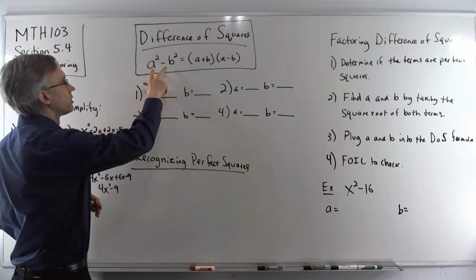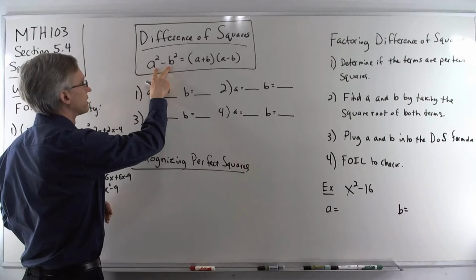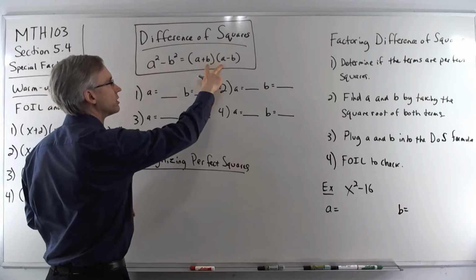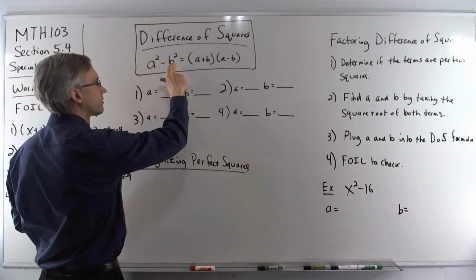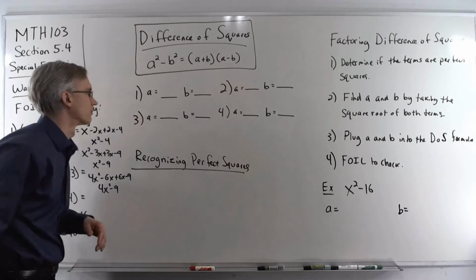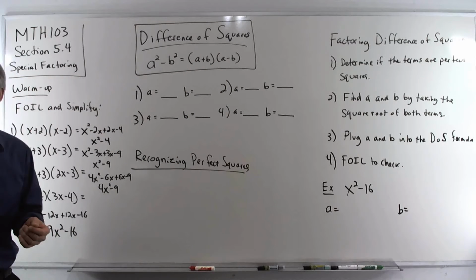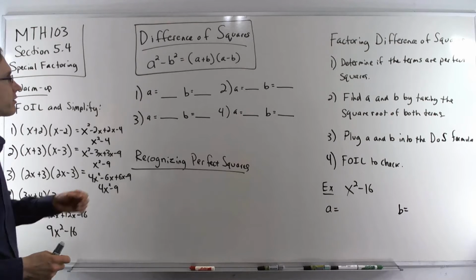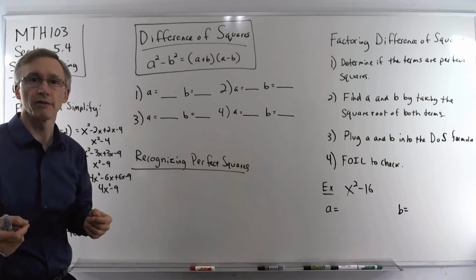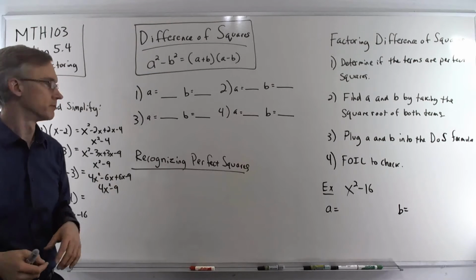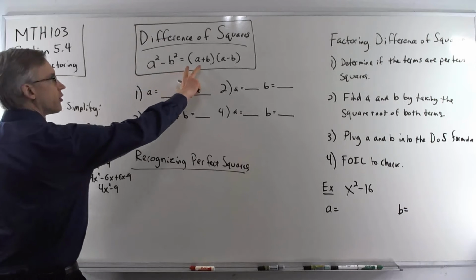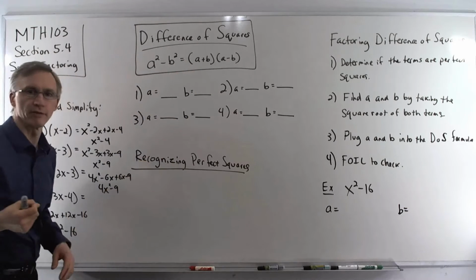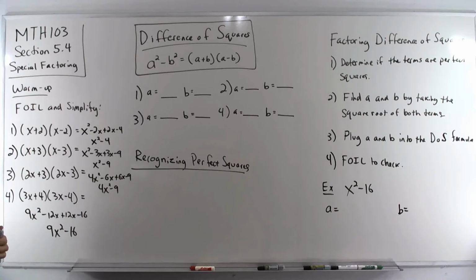So what we're going to do is start with an expression that looks like this and turn it into an expression that looks like this, going from things that are added or subtracted together to things that are multiplied. One of the main steps in being able to factor difference of squares is to pick out the value of a and b. So take a look at these first four, compare it with this formula, and pick out the values of a and b.